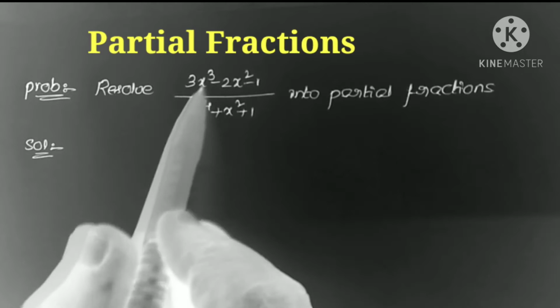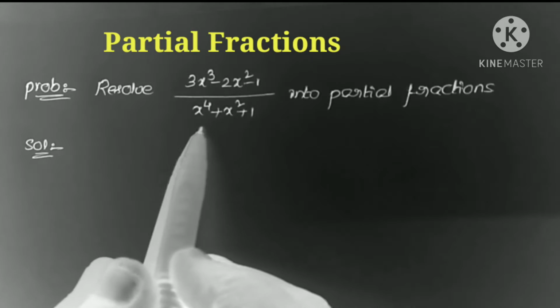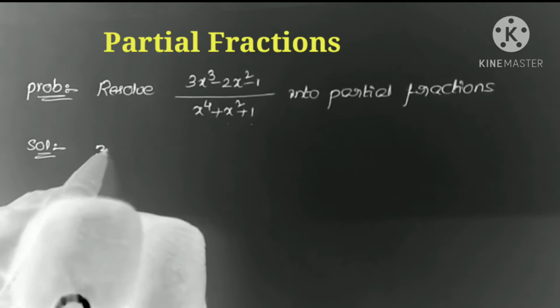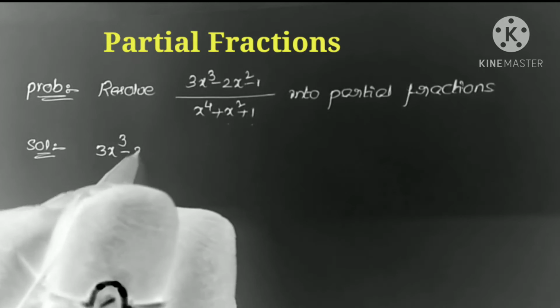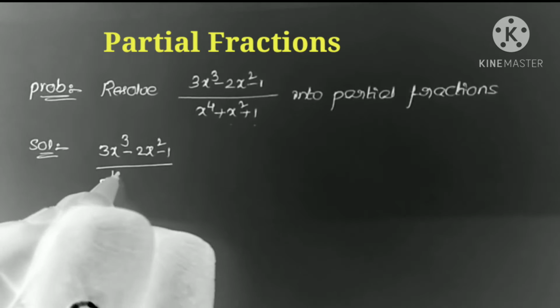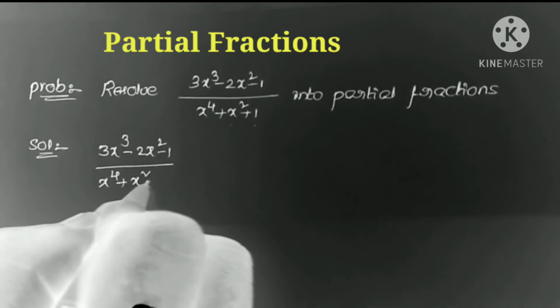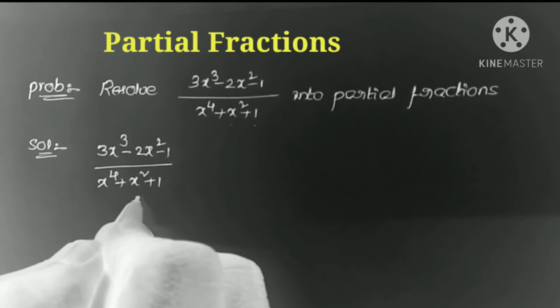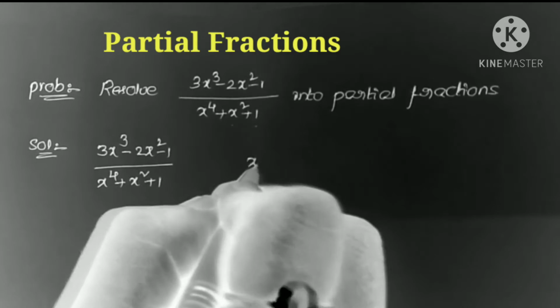First problem: resolve (3x³ − 2x² − 1)/(x⁴ + x² + 1) into partial fractions. So first we take the given fraction here, (3x³ − 2x² − 1)/(x⁴ + x² + 1). Now I want to split the denominator as the product of two terms.